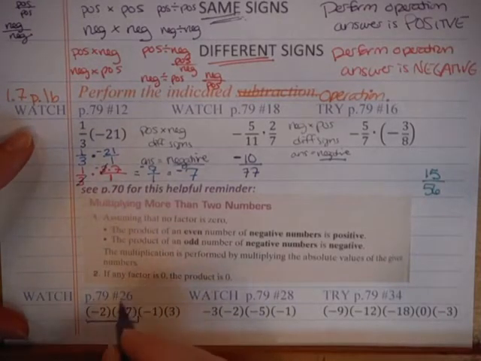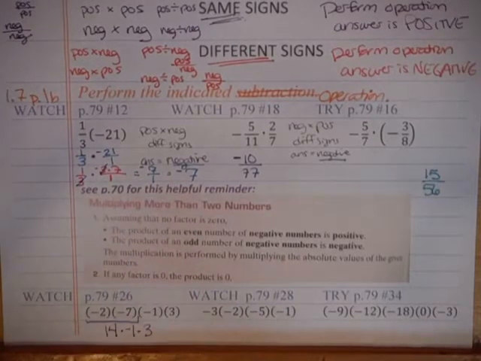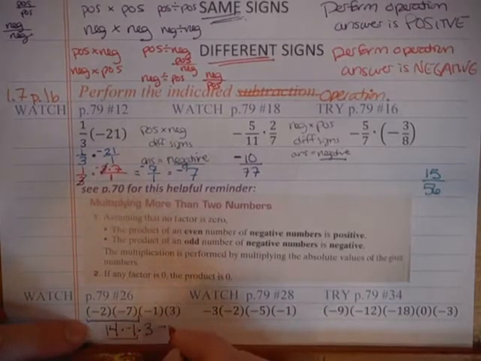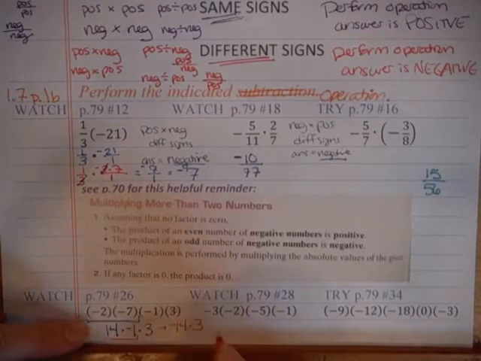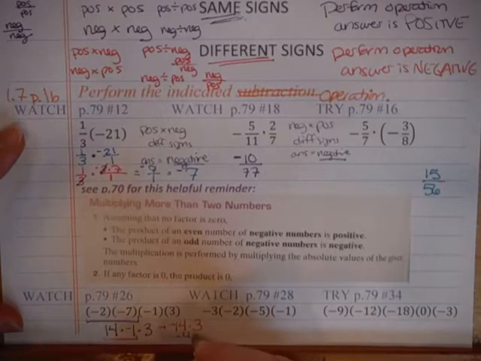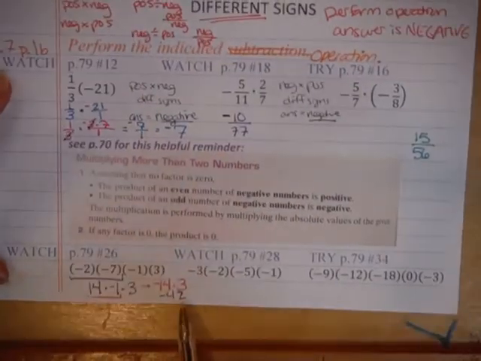Negative 7 times negative 2 would be a positive 14. And then positive 14 times the negative 1 times 3. That positive 14 times negative 1 next would give you a negative 14. And then you've still got the times 3. And then that would give you a negative 42, because we've got different signs. One negative, one positive. So negative 42 would be our final answer there.